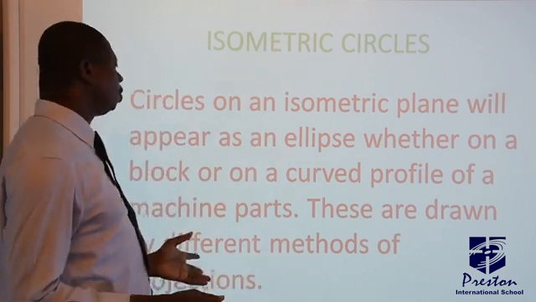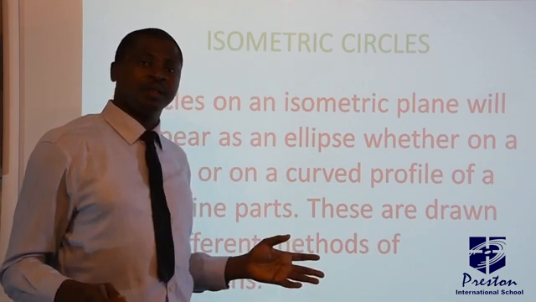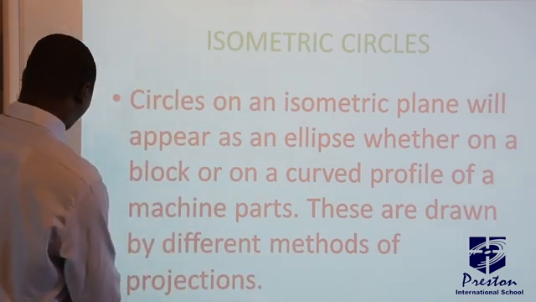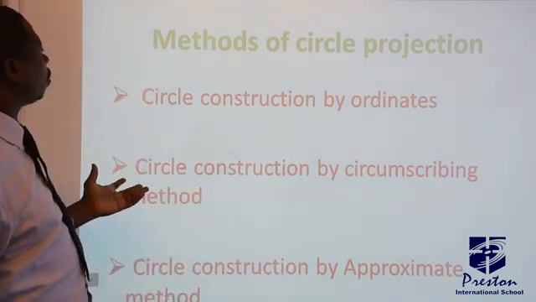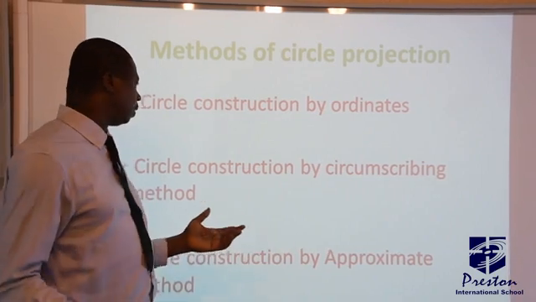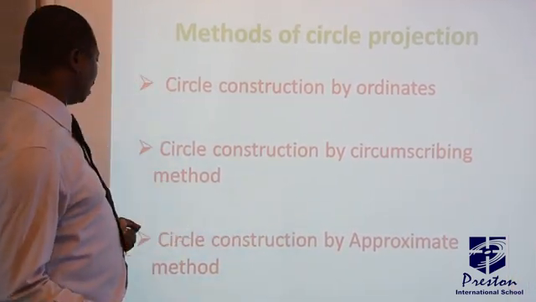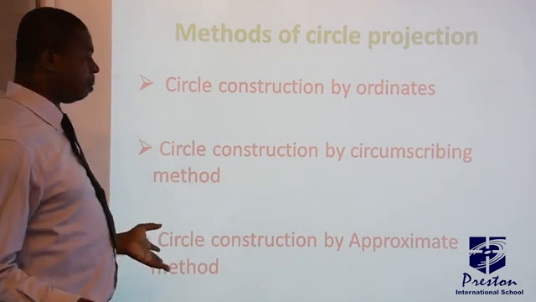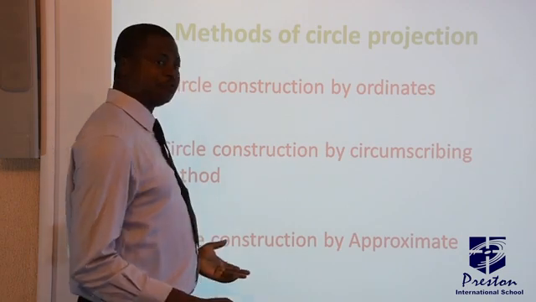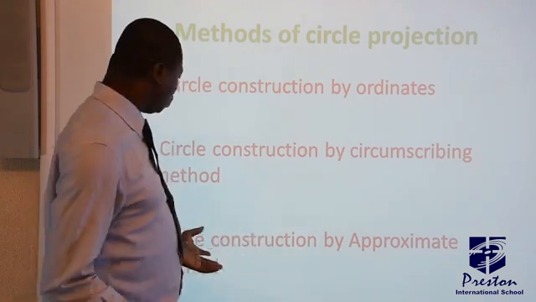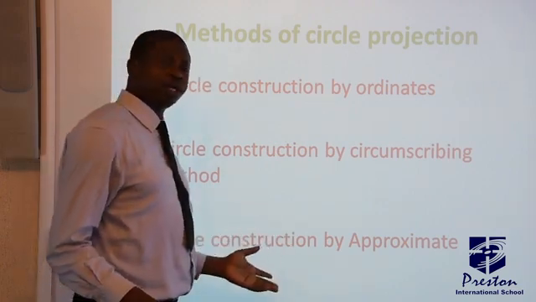So in our next slide, we're going to see different methods to draw an isometric circle on an isometric plane. Now look, these are the methods. Number one is circle construction by coordinates. Two, circle construction by circumscribing method. And as well, circle construction by approximate method. Because of the time frame given in this video, we are going to consider circle construction by approximate method to draw a circle on a block.